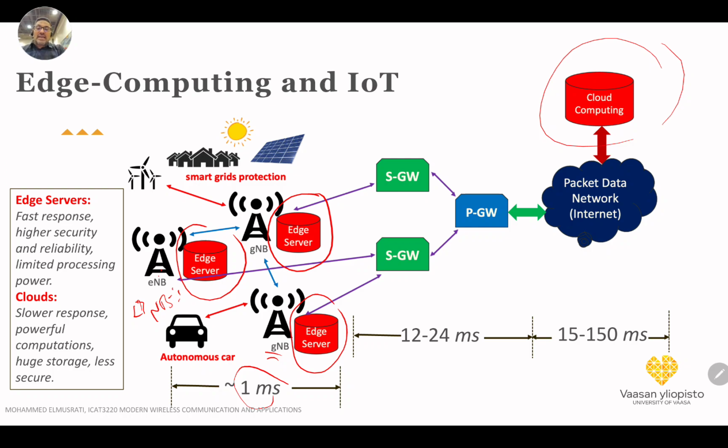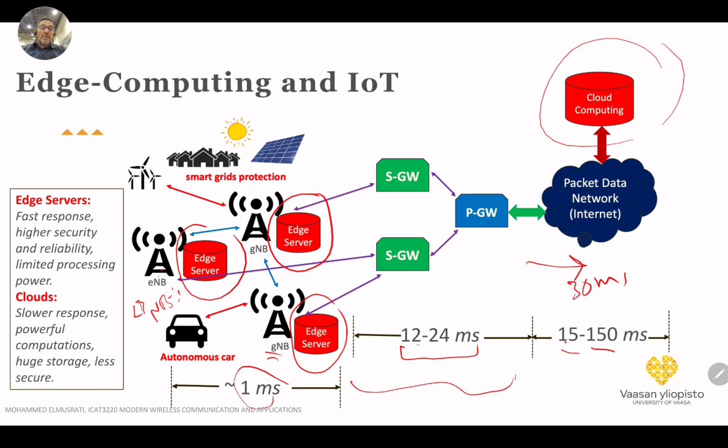So you can see here roughly 1 millisecond delay if you make this operation within the base station. If you want the delay up to the packet gateway, it can be from 12 up to 24 milliseconds. The delay that you take by sending your packet through the internet can be from 15 up to 150 milliseconds. Let us take the smallest time. If we take 15 and here 15, it is 30 milliseconds.